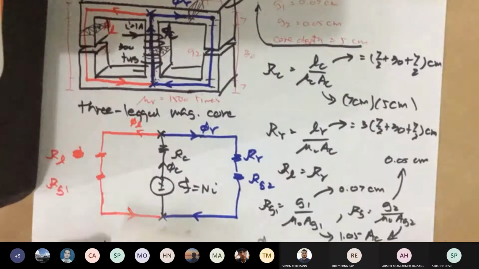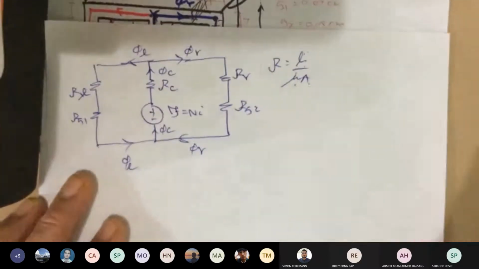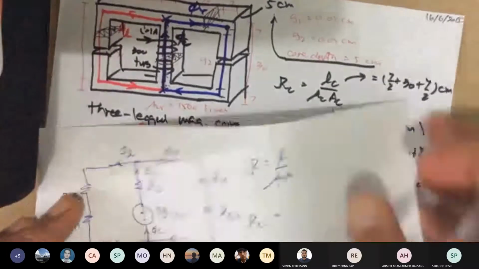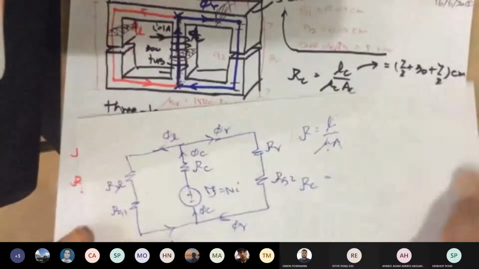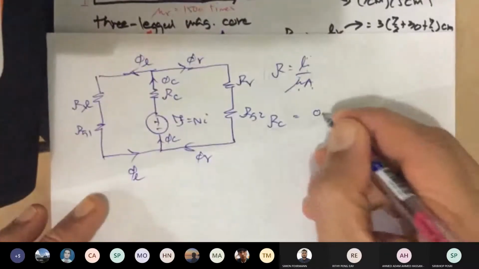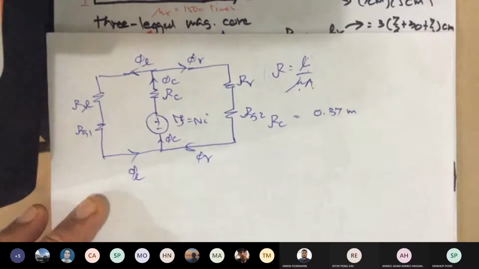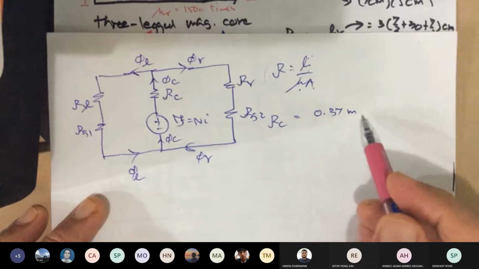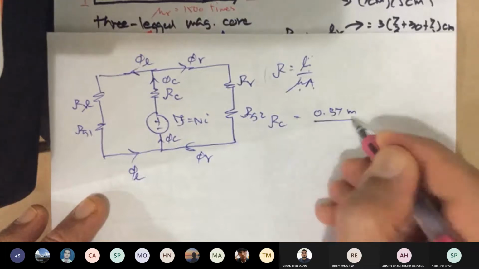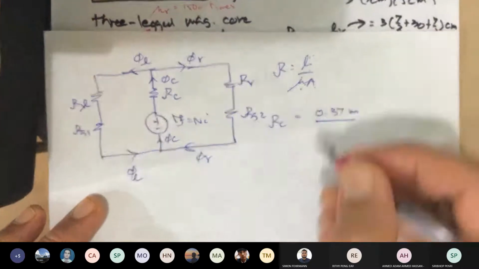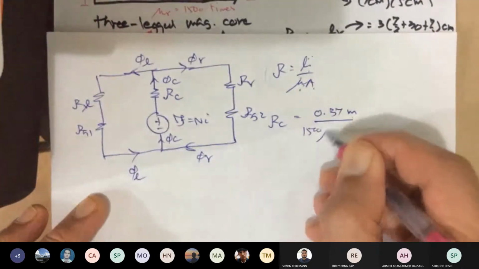So to express RC in more detail, this is what you're going to get. RC is going to be here, you get that, 7.5 plus 7.5 plus 30 is 45, so it becomes 0.37 meter. Don't forget to convert to meters. You cannot get that wrong. You must know how to do that, centimeters to meters. Divided by mu C, the core, so this is mu R, which is 1,500 times mu naught.